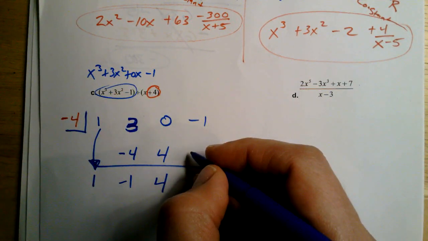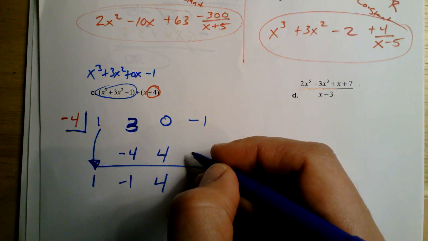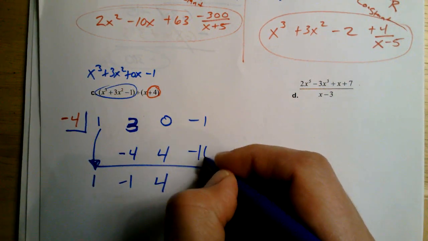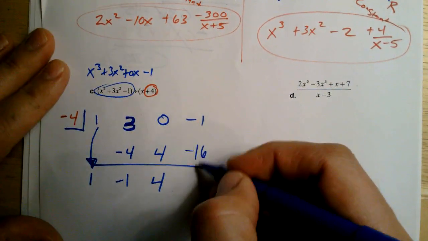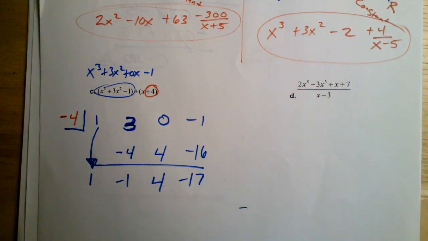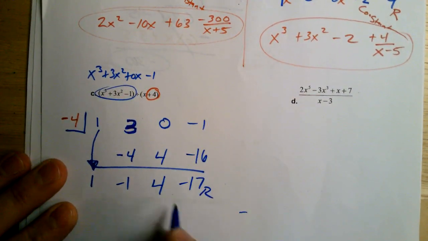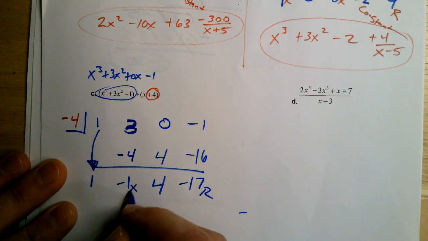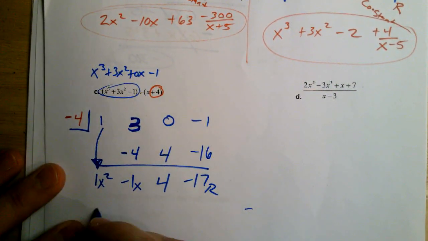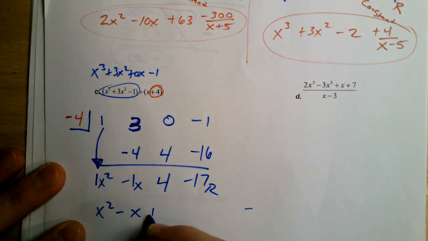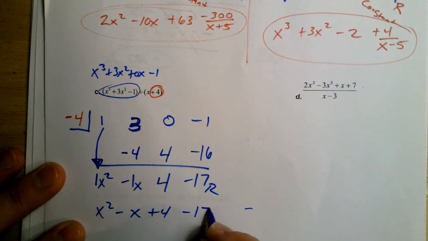Wait, did you say my name? I did. Destiny, yeah. What's -16? There you go. Fantastic. Sorry if I'm freezing up on you. Add down. That gives me negative 17. That's R. That's your constant. That's your X term. That's your X squared term. Okay, so I end up with X squared minus X plus 4. And my remainder, I'd write negative 17 over X plus 4.